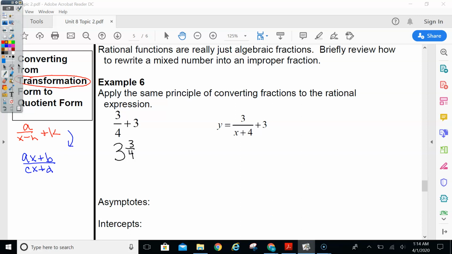So the trick is you take the denominator and you multiply it by the whole number. So here I would get 12, and then I would add the numerator. So 12 plus 3 is 15, and then the denominator stays the 4. So this improper fraction is the same thing as 15/4.